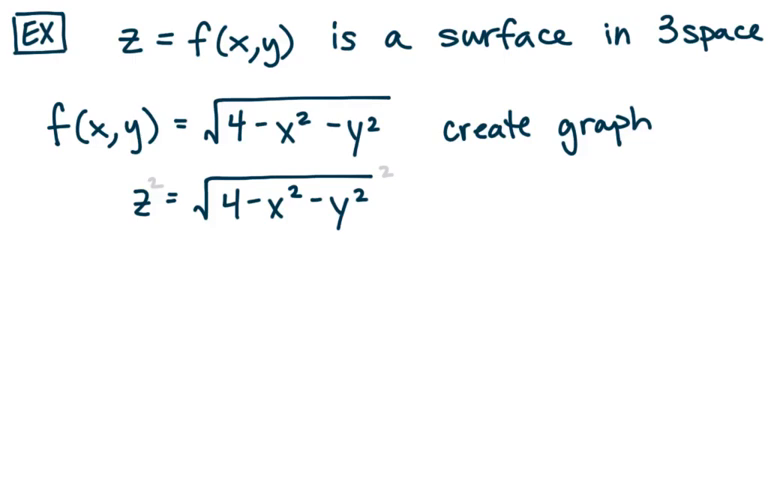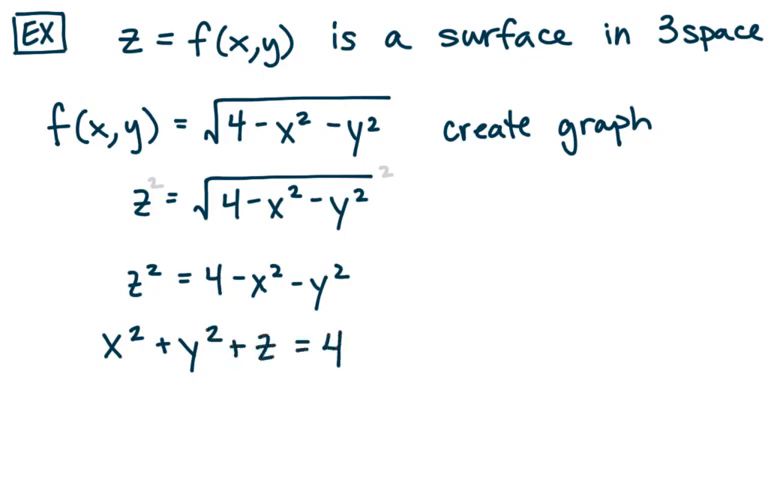So if I square both sides, I have z squared equals 4 minus x squared minus y squared. And pretty easily I can move those x and y terms to the left side of the equation. I have x squared plus y squared plus z squared equals 4. So this represents a sphere of radius 2, the square root of 4. Oops, I've got a square symbol missing there. X squared plus y squared plus z squared equals 4 is a sphere of radius 2.